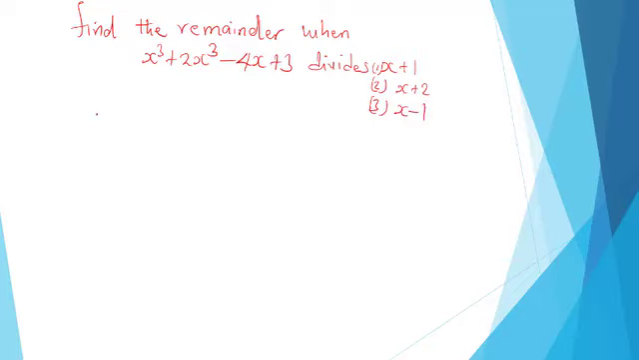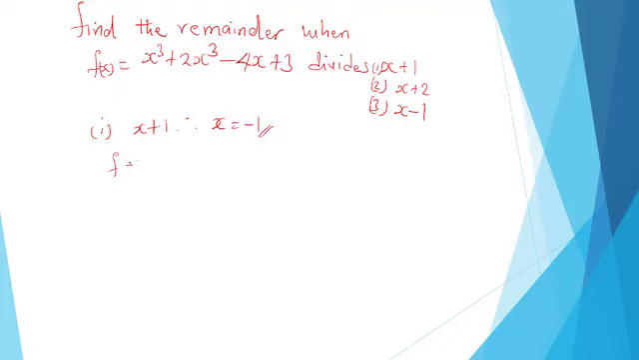Now let's solve. Remember what I told you. This is f(x). Now let's start from number 1. Remember we say it's dividing x plus 1. So what we need to do now is x is equal to minus 1. So we put x as minus 1 in this expression.